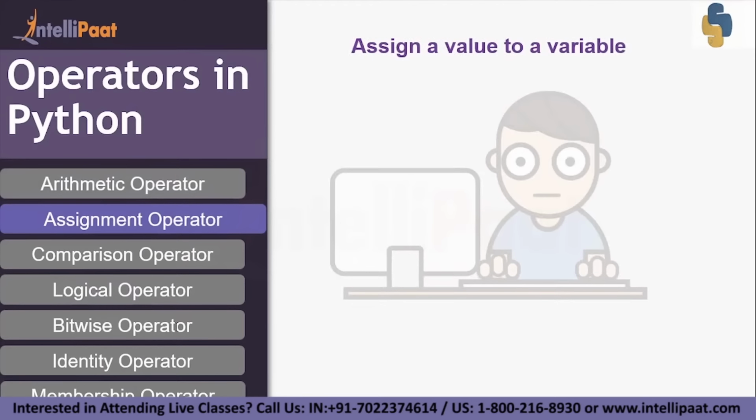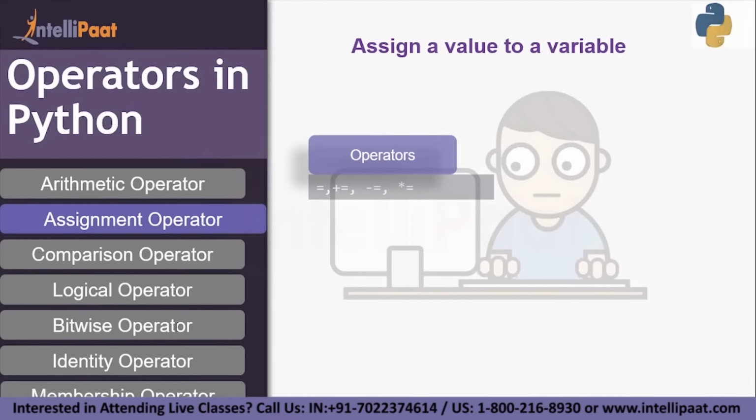Next we have the assignment operator. Well, this assignment operator is used to assign a value to a variable. The characters which come under this operator are equal to, plus equal to, minus equal to, multiplication equal to, etc. For example, you declare a variable as var equal 10. So this equal to is your assignment operator and is used to assign a value to a variable. Let's get back to our Jupyter notebook and learn more about it.